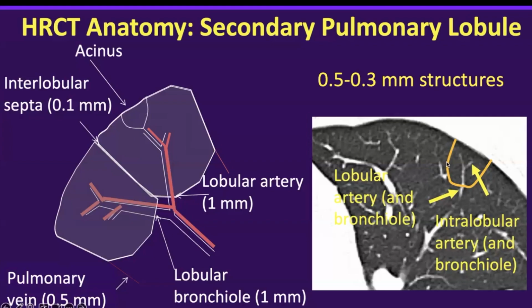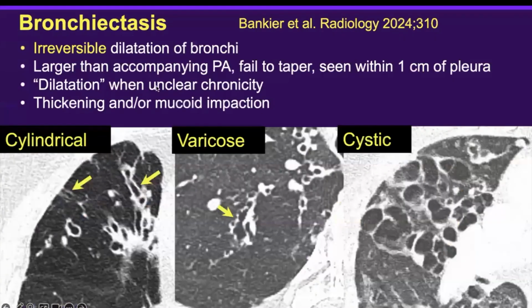And typically we do not see pulmonary arteries within 5 millimeters of the periphery of the lung and bronchi within 1 centimeter of the lung periphery. So therefore, bronchiectasis can be indicated when we do see bronchi within 1 centimeter of the pleura. It's termed and defined by the Fleischner glossary of terms as irreversible dilatation of bronchi.